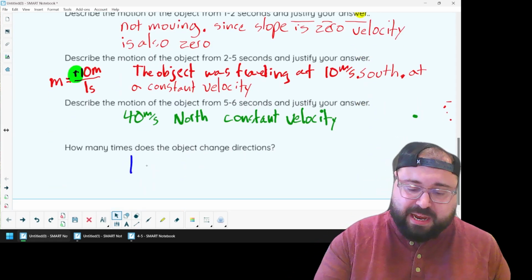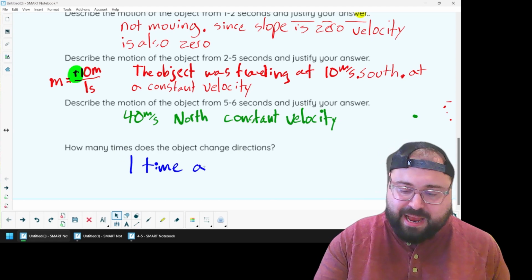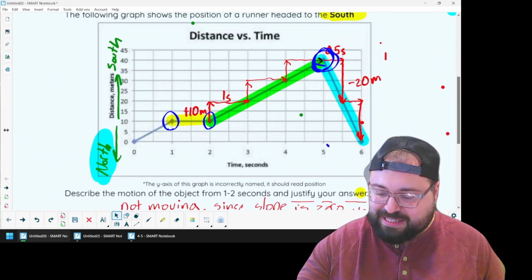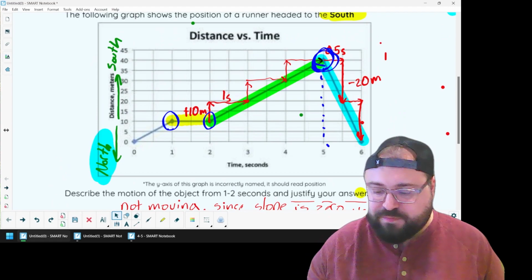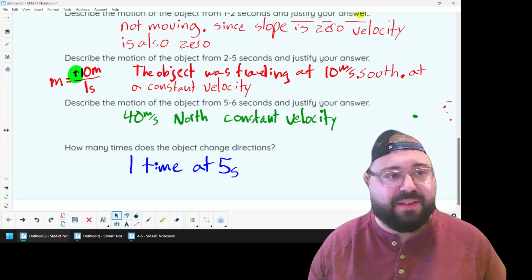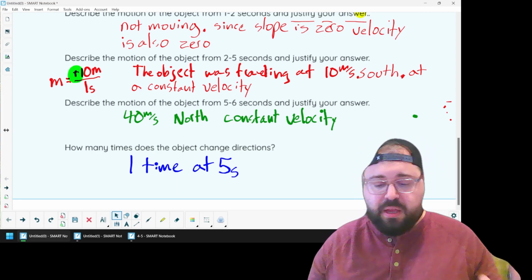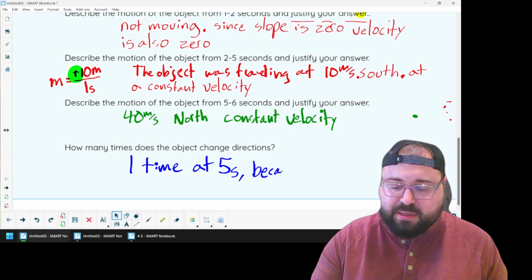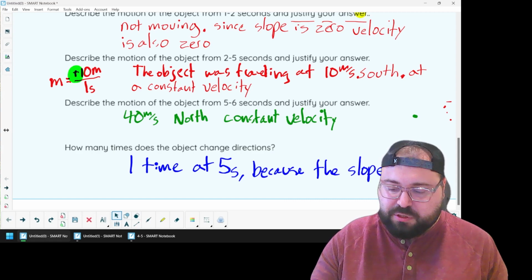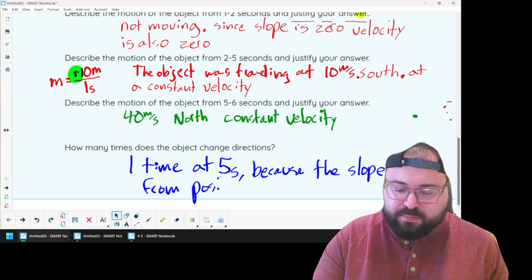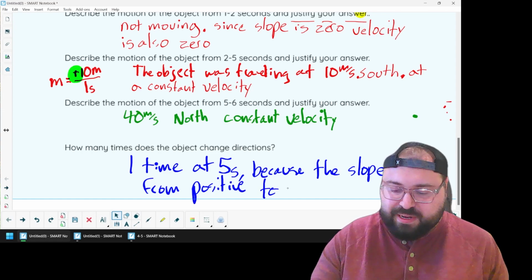So I would say one time, and we could say the point at which it changes direction. We know it changes direction at exactly 5 seconds into its journey, right? So at 5 seconds. And we would justify our answer by saying because the slope changes from positive to negative.